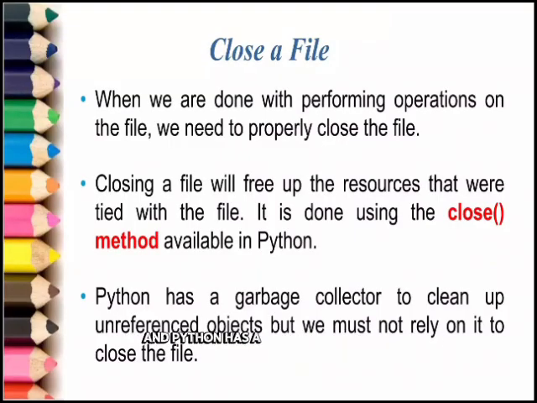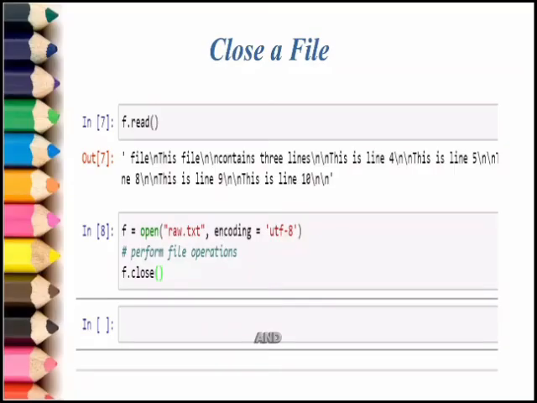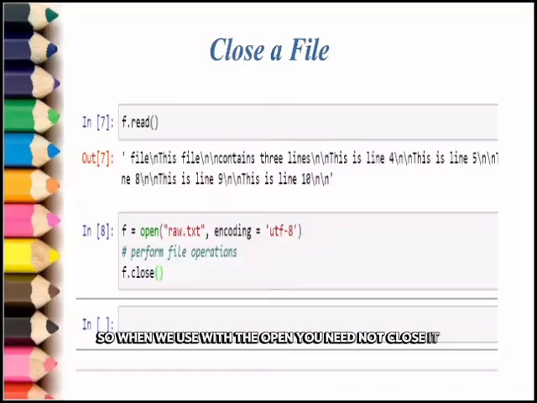And Python has a garbage collector. Even though Python has a garbage collector to clean unreferenced objects, we must close it. So that is a thing. And one more way we have used for opening is with open. When we use with open, you need not close it. Once the operation is over, it is automatically cleared. That is also something we must use.